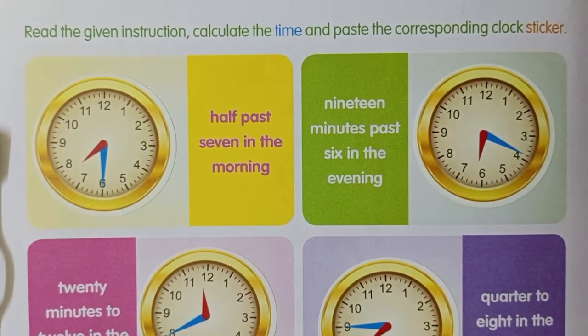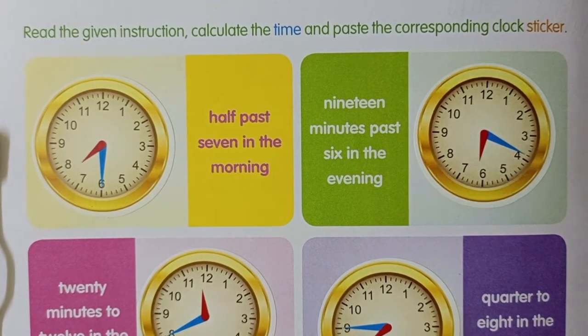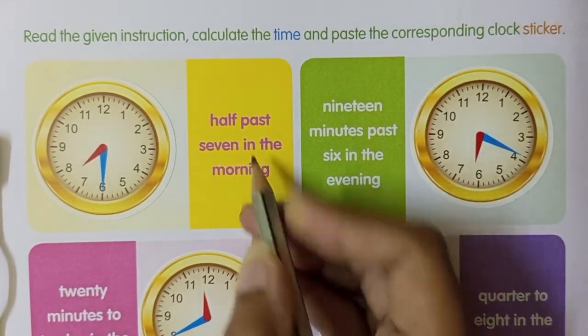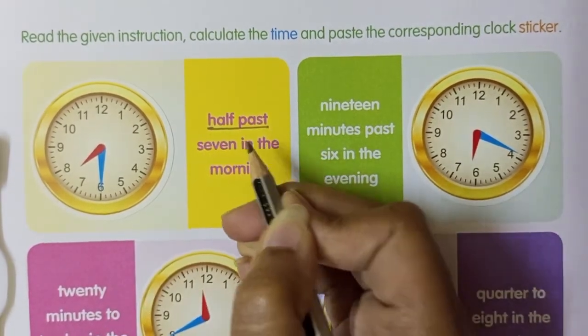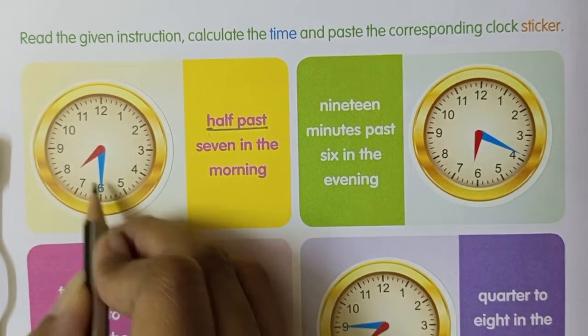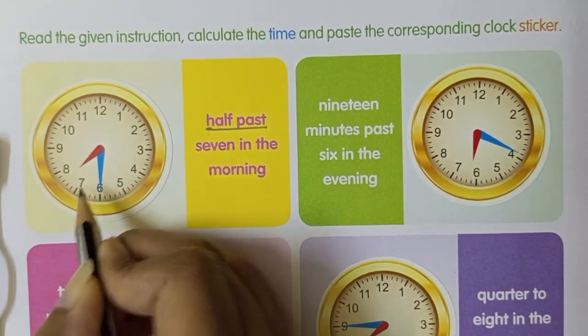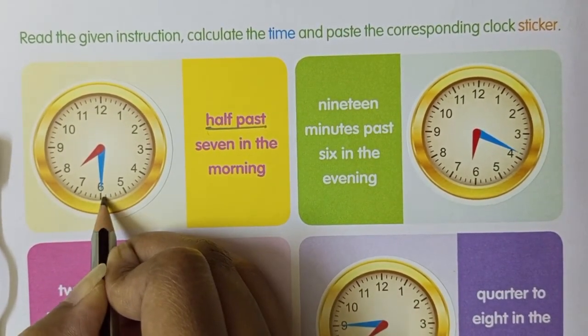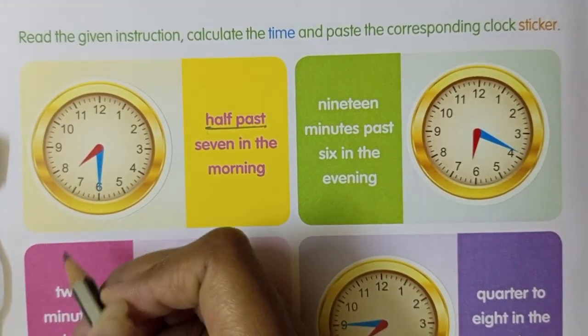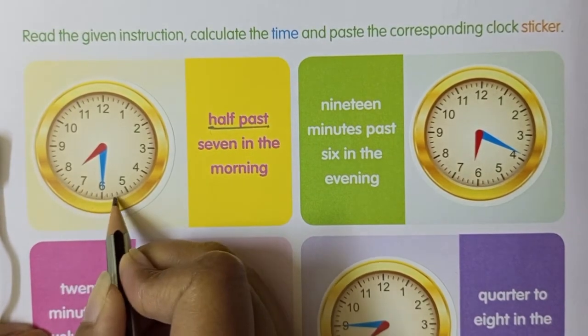Now see the first one. Half past 7 in the morning. Half past means 30 minutes completed. So it is the morning of 7, and 30 minutes are completed. So the time is 7 hours 30 minutes.